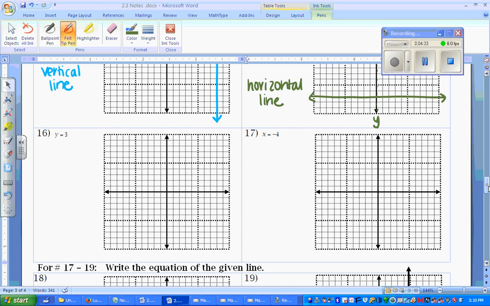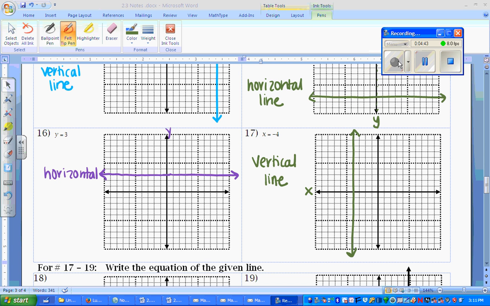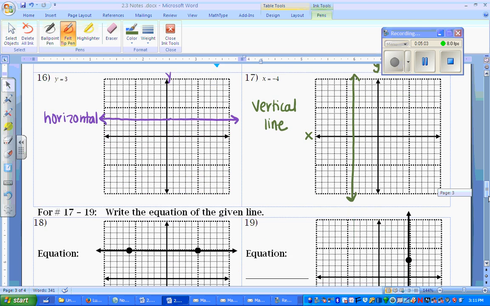I'd like you to try number 16 and 17 on your own. I'm going to pause the video. I'd like you to pause the video, try it on your own, and then double check and see if you get it right. Hopefully you all had a chance to try it. Number 16 should be a horizontal line passing through the y-axis at +3. Number 17 should be a vertical line. Vertical lines are up and down. It crosses over the x-axis at -4.